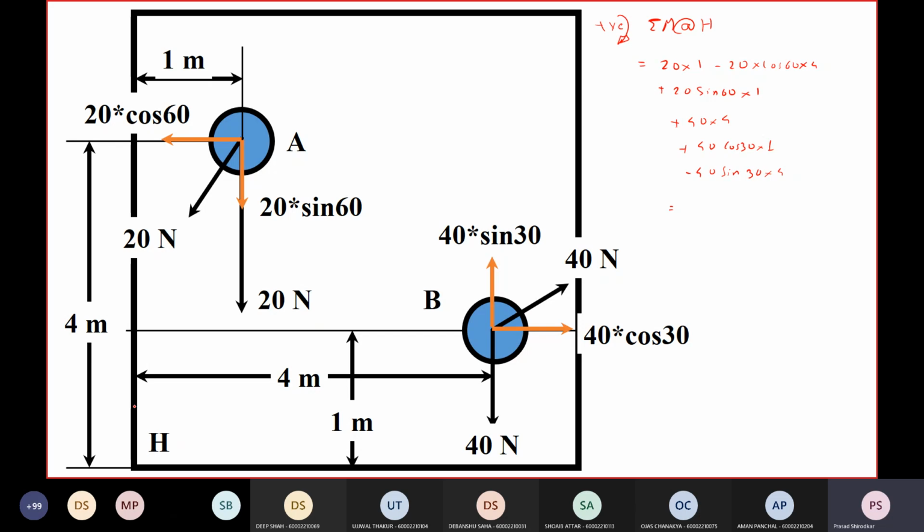Has everybody followed the moment step? Any questions regarding that? Sir, Fx is 10. No, sir, why did you take minus 40 sin 30? Because this is acting upwards, no? Okay, so this will create counterclockwise, not clockwise, counterclockwise.